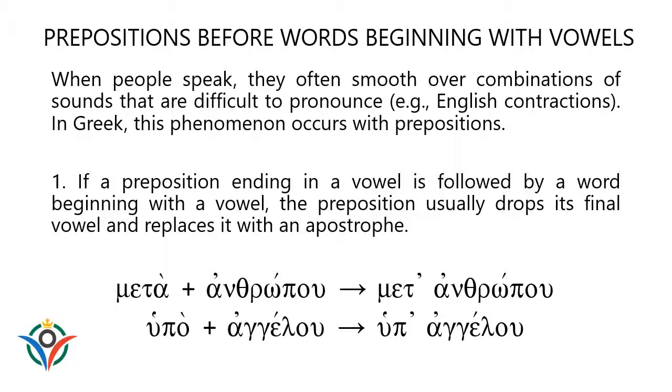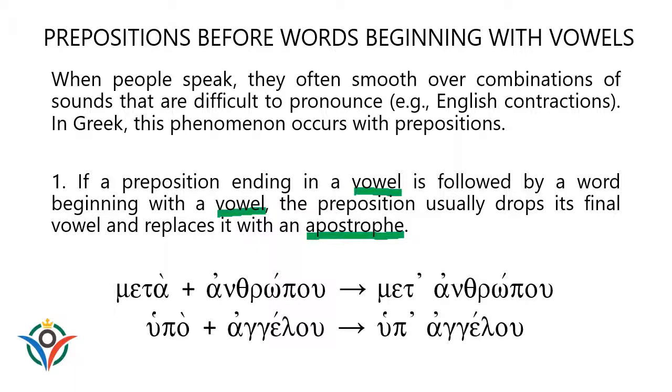The final concept to be aware of when learning about prepositions are some of the changes that take place before words beginning with vowels. So when people speak, they often smooth over combinations of sounds that are difficult to pronounce. So for example, our English contractions. So in Greek, this phenomenon occurs with prepositions. So here's the first phenomenon. Number one, if a preposition ending in a vowel is followed by a word beginning with a vowel, the preposition usually drops its final vowel and replaces it with an apostrophe.